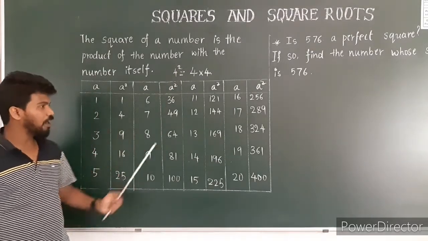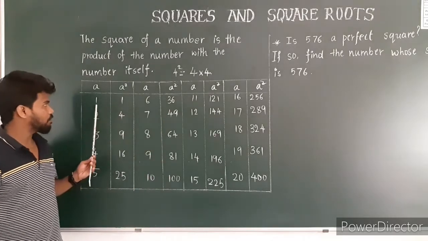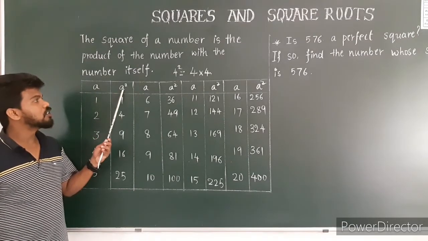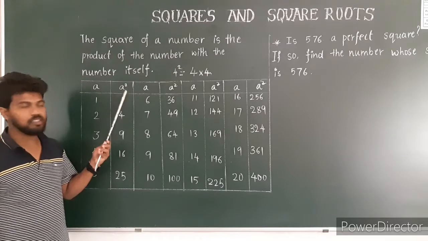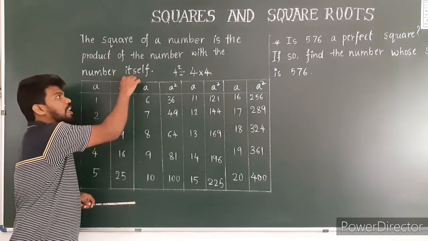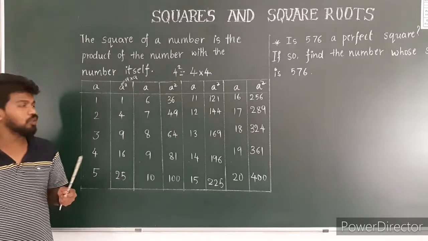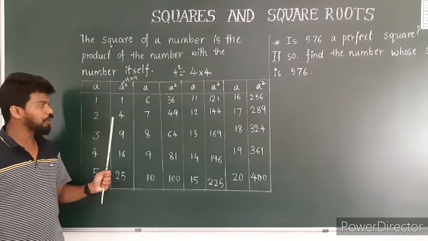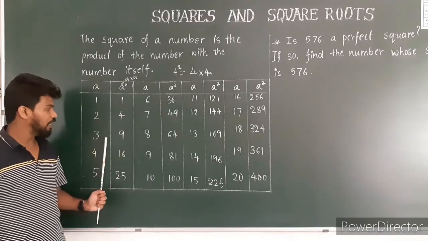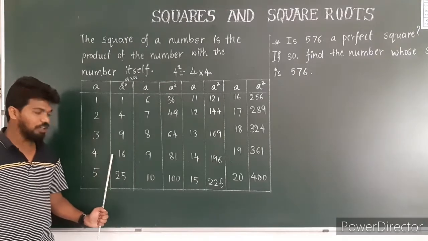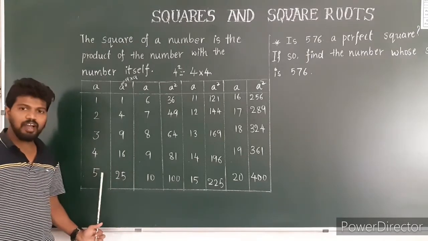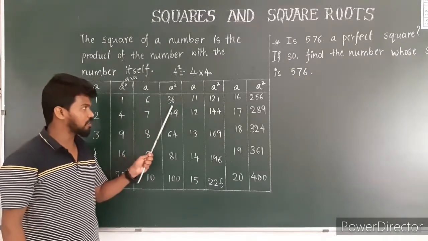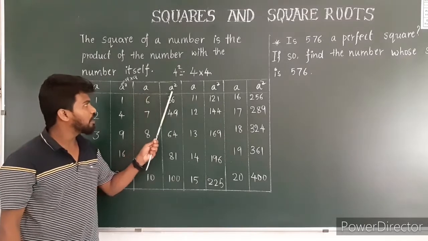I have given many examples here. Suppose you take A, where A is any number. The square of the number is A square, that means A into A. So take 1: 1 into 1 is 1. 2 into 2 is 4. 3 into 3 is 9. 4 into 4 is 16. 5 into 5 is 25. Next 6: 6 into 6 is 36.